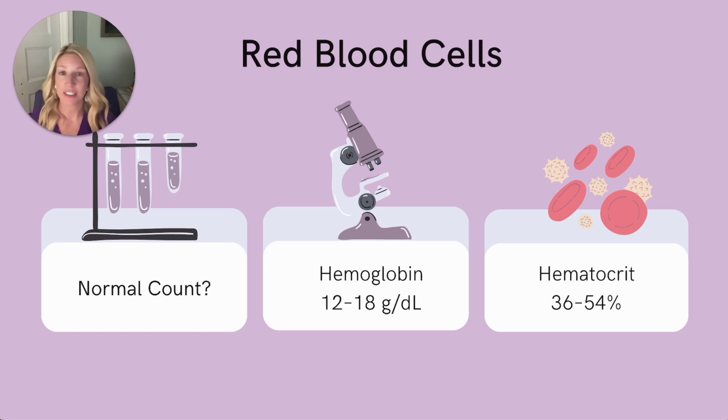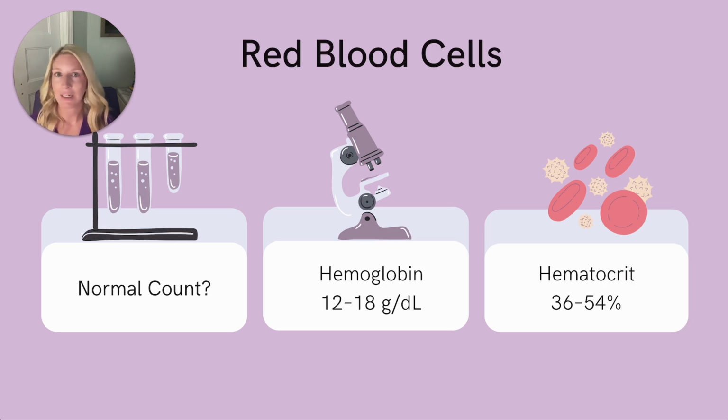Now let's switch gears and discuss red blood cells. What is a normal red blood cell count? Remember, this is going to vary slightly based on the patient's sex, but roughly 4.5 to 5.5 million red blood cells per microliter for men and 3.9 to 5.1 million for women.